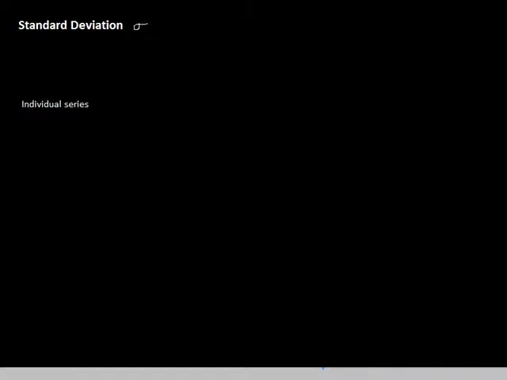Okay, let's talk about the most important measure of deviation, which is standard deviation. This is the most important measure of dispersion. This was introduced in 1893 by Karl Pearson.